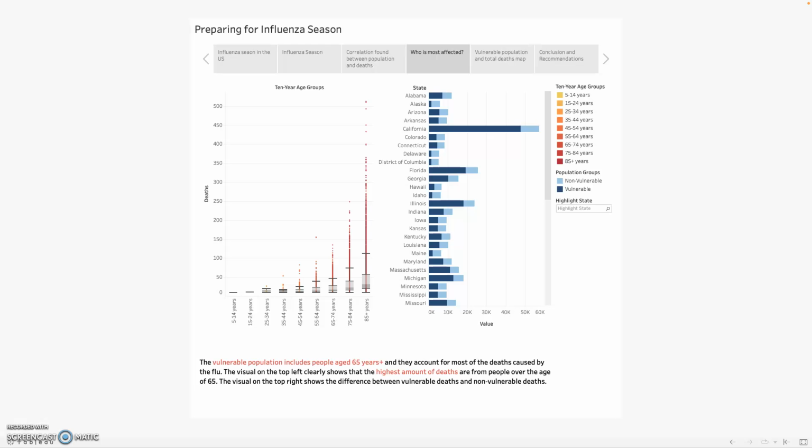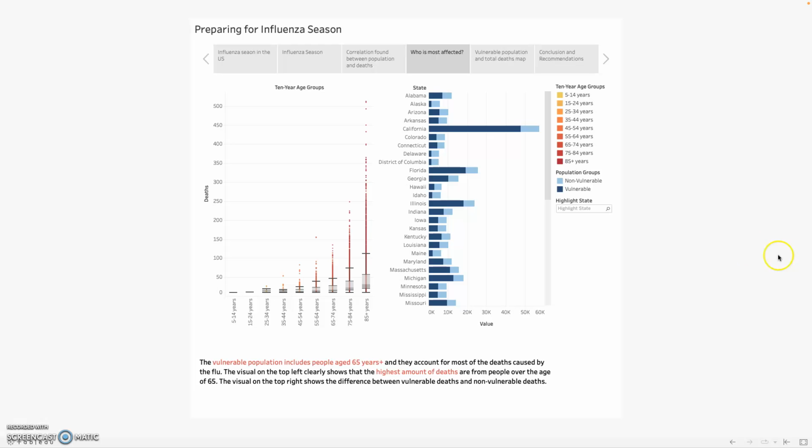For the visuals here, we see the box plot chart on the top left, and it clearly shows that the highest amount of deaths are from people over the age of 65. You can see here that from the 10-year age groups, 65, 75, and 85 plus have the highest death count. The bar graph on the top right shows the difference between vulnerable deaths and non-vulnerable deaths. For most states, you can see that the vulnerable population makes up the majority of deaths.